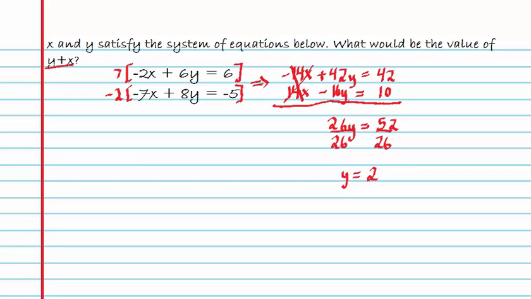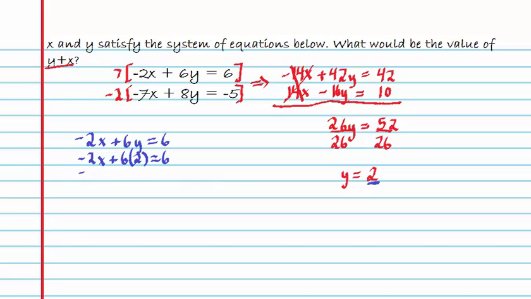To finish this problem up, I am going to come back to one of my original equations. I'm going to pick the top equation. The numbers in that equation are a little bit smaller, so it'll be a little bit easier to work with. And what I need to do is substitute my y value in for y in this expression. So I have -2x plus 6 times y, which we found out to be 2, equals 6.